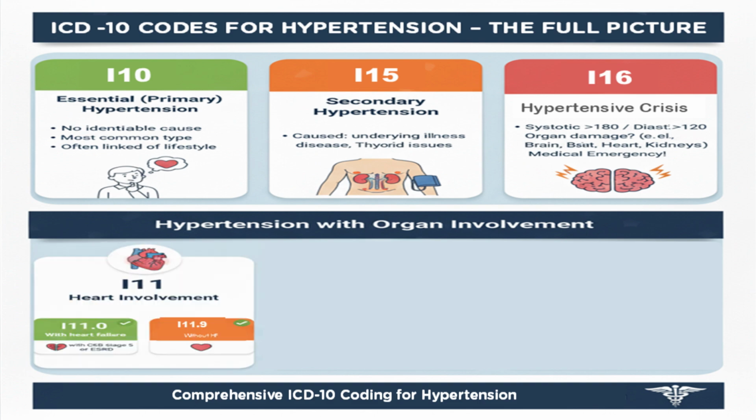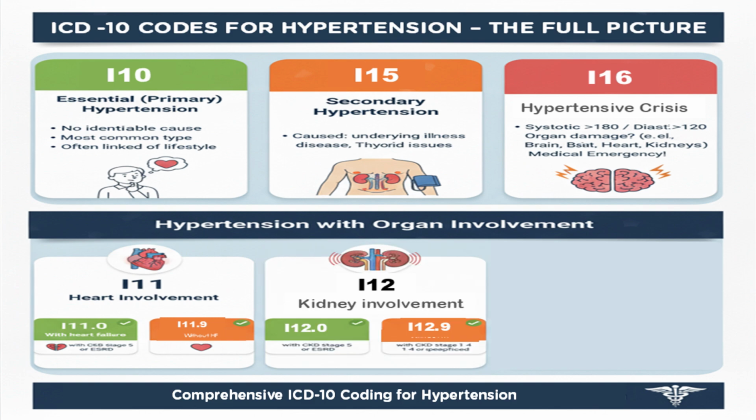Hypertension with organ involvement. Now, the picture gets more detailed when hypertension leads to organ involvement. We move into combination codes. I11, hypertensive heart disease. When hypertension affects the heart, use I11. If heart failure is present, use I11.0. If not, use I11.9.